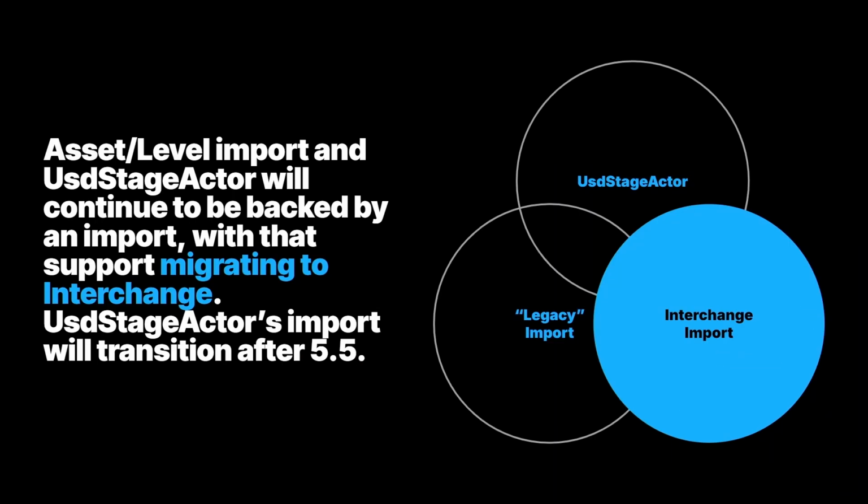So the goal for UE 5.5 was for asset imports of USD using interchange to be at parity with asset imports of FBX. So USD import through interchange will be classified as experimental for 5.5, which you can enable with a console variable and start playing with in that release. The existing integration for import is being refactored so that all of these functionality sets will be leveraging the same underlying code base. And at least for now, the USD stage actor will continue to use what is now the legacy import code base, but we'll transition to interchange once we reach production ready in a later release.